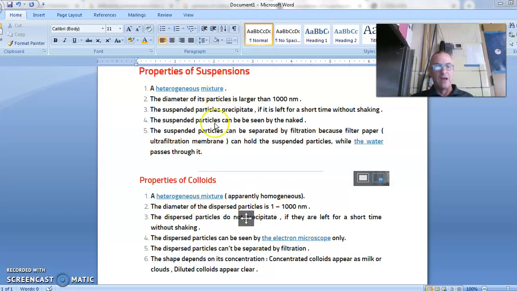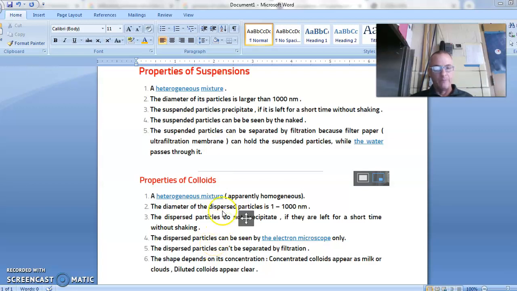That's one difference. A second difference: in a suspension, the particles will separate on their own. Gravity will pull them apart after a somewhat short time, and you'll need to shake them, as we said. With a colloid, they will not separate over time. They will not precipitate out, and you don't need to shake a colloid. Another difference: suspended particles you can see with your own eye. Whereas with a colloid, the particles are very, very small. You would need an electron microscope to see them.